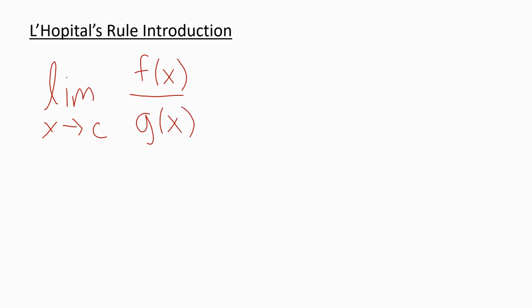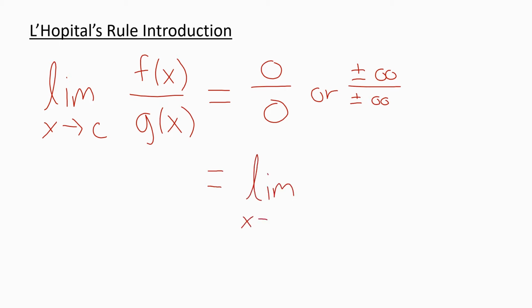L'Hopital's rule states that if you're taking the limit as x approaches some number c of a function f of x divided by a function g of x, and after trying direct substitution it ends up being 0 divided by 0, or positive or negative infinity divided by positive or negative infinity, we can say that it's also equal to the limit as x approaches c of the functions' derivatives, so f prime of x over g prime of x.